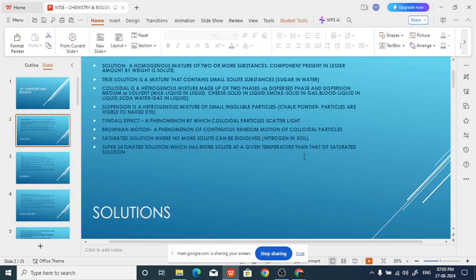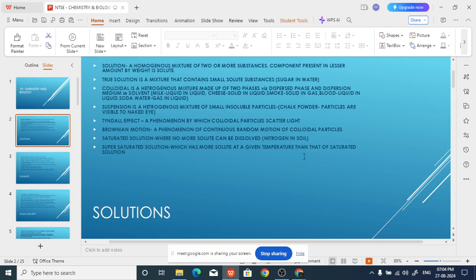Smoke is solid in gas. In the smoke you can see some small particles, that is solid, and it is actually getting dispersed in the dispersion medium which is called gas. Blood is again a liquid in liquid. Soda water is gas in liquid. In soda water, carbon dioxide gas is mixed with the liquid and kept in a high pressure container, so that when you open it, it comes very fast outside.